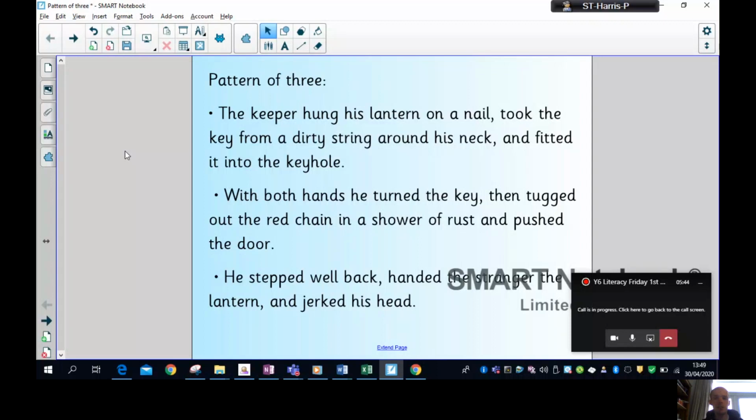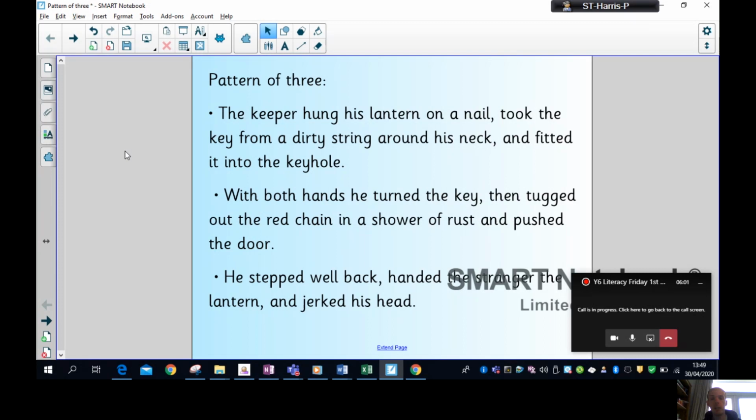So I think the author here uses the power of three, or the pattern of three, to really develop the action, bring together description, action, and dialogue all within one sentence. It's a really powerful thing you can do in your writing. So I'll read out the three examples.